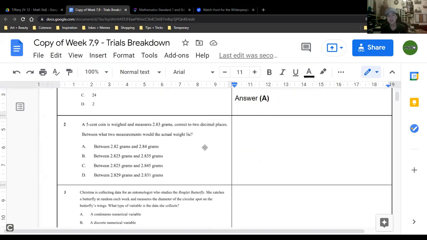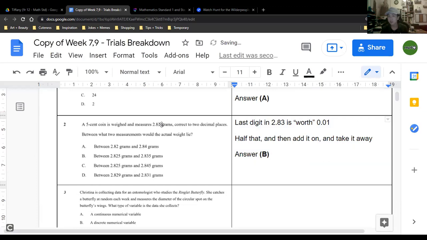Next question. A 5-cent coin is weighed and measures 2.83 grams, correct to 2 dp. Between what two measurements could the actual weight lie? So if you do advanced, you can just ignore this. For the standard people, this is part of your measurement topic, and it goes into measurement error. So measurement error is the last digit of the measurement you are given halved, and what the last digit is worth, not the last actual digits. So I'll talk about the actual explanation.